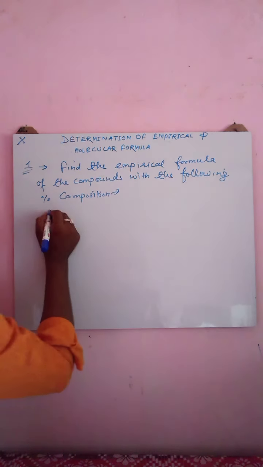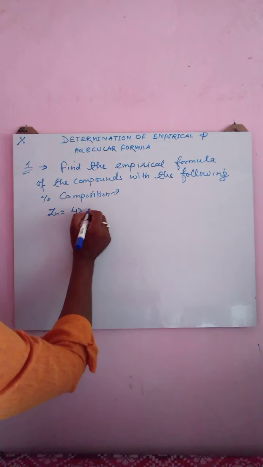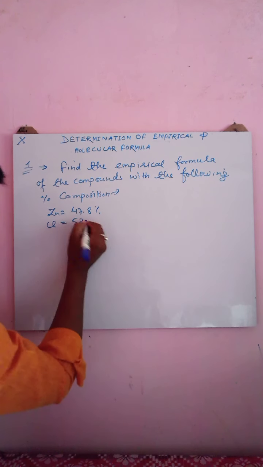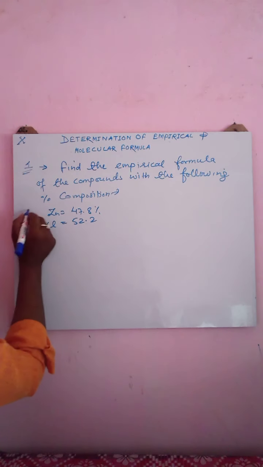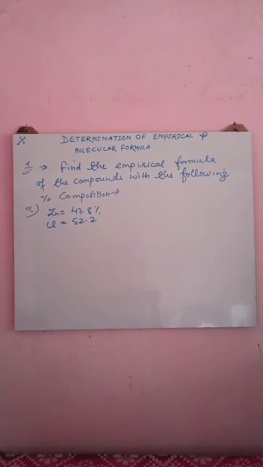Like zinc 47.8 percent, chlorine 52.2 percent. Okay, so the percentage composition of different elements is given in the numerical. Zinc 47.8%, chlorine 52.2%. You have to find out the empirical formula as per the percentage composition of the different elements.